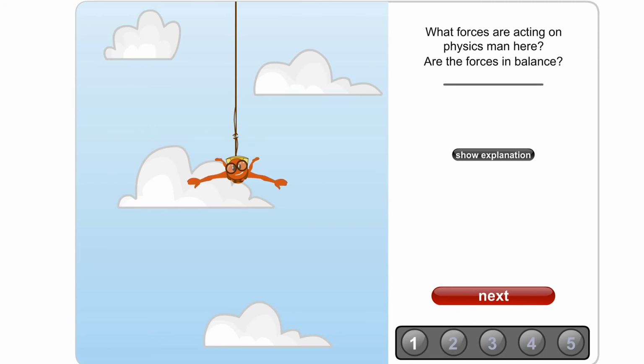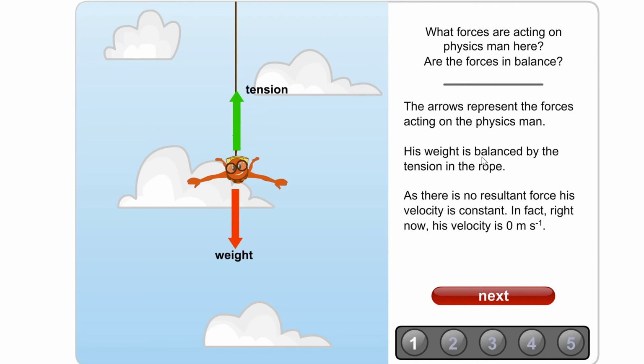So first of all, ask yourself, what are the forces acting on the physics man here? Well, of course, you've got his weight acting down, but that's been balanced by the tension in the rope acting up. So his velocity at this point is 0 meters per second. Remember Newton's first law of motion? When the forces are balanced, either the object stays still or moves at constant velocity.